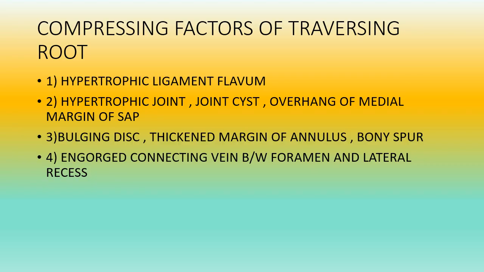Then there are compressing factors from all around, anterior, posterior, lateral. It may be hypertrophic ligament, hypertrophic facet joint cyst, overhang of the medial margin of the SAP, then bulging disc, and all you already know.